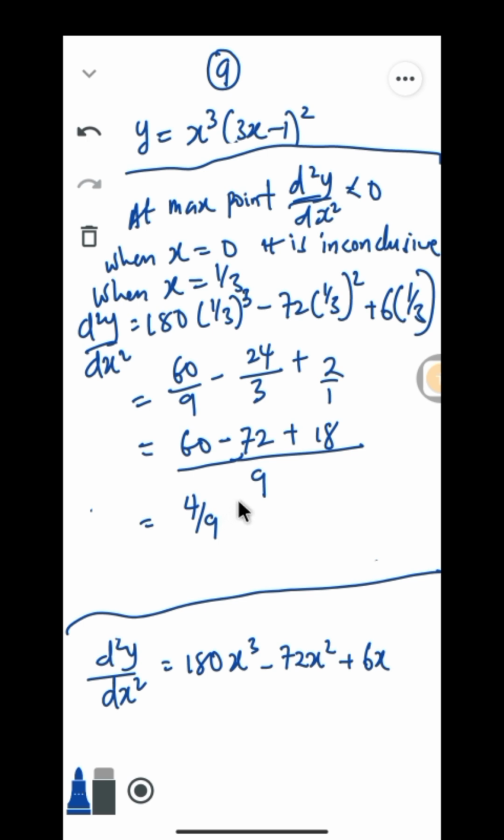Is 4 over 9 less than 0? No, it is greater than 0. So that means this is a minimum point. The minimum point occurs when x is equal to 1 over 3. All right.